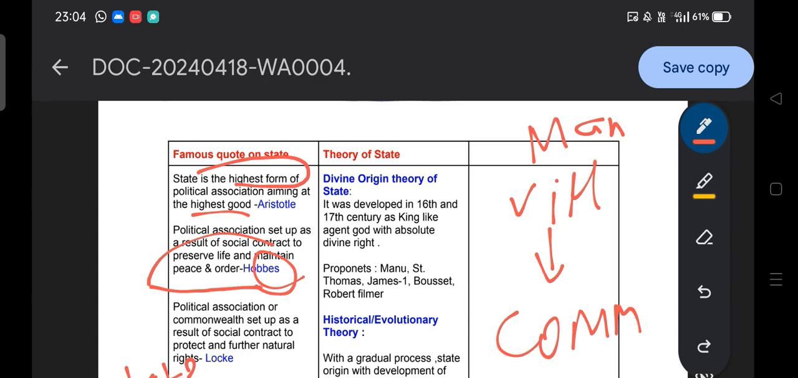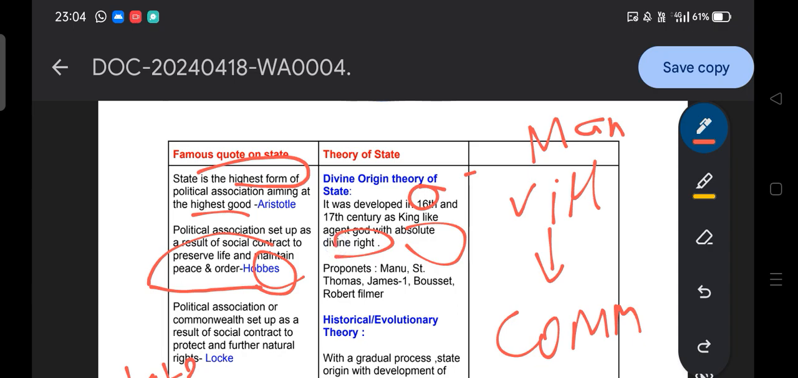Here is the main understanding: the divine origin theory of the state. What does it mean? It was developed in the 16th and 17th century. Here the timeline: the king as an agent of God with absolute divine rights.